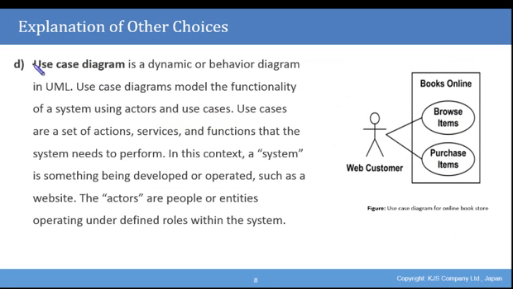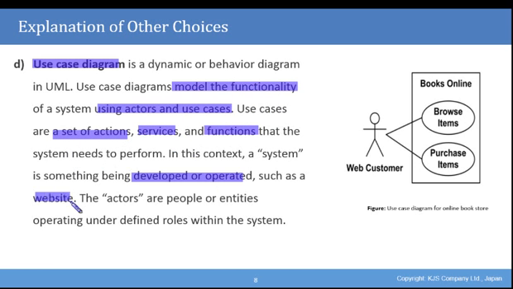Finally, in D, the use case diagram is a dynamic or behavioral diagram in UML. Use case diagrams model the functionality of a system using actors and use cases. Use cases are a set of actions, services, and functions that the system needs to perform. In this context, a system is something being developed or operated, such as a website. The actors are the people or entities operating under the defined roles within the system.